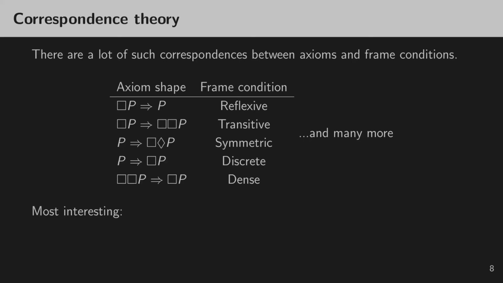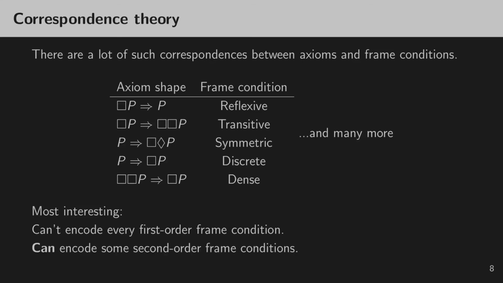You might ask, what sorts of frame conditions are we able to correspond to? And it turns out that you can't encode every first-order frame condition. That is, a frame condition expressible within first-order logic. But you can encode some second-order frame conditions. This is interesting because second-order logic is more expressive than first-order logic, but is also less tractable to work with. This puts the correspondence theory for modal logic in an interesting position, where we get some of the expressiveness of second-order logic without all of the difficulty.